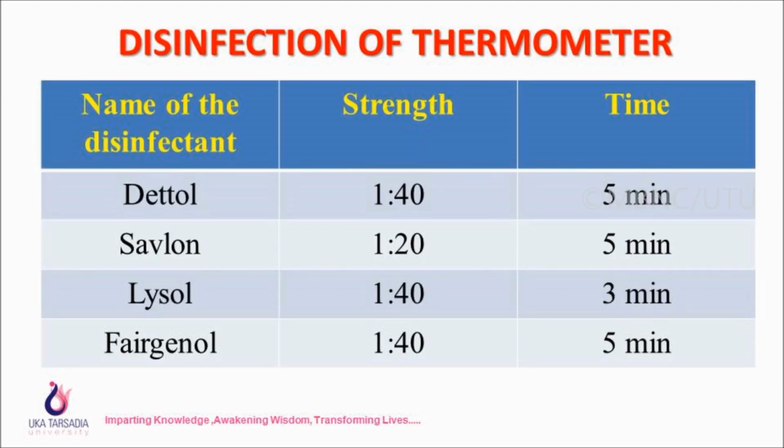Disinfection of thermometer. If we are using Dettol as a disinfectant, strength is 1:40. Keep 5 minutes for disinfection. If Savlon is used, strength is 1:20, keep 5 minutes for disinfection. Lysol strength is 1:40, keep 3 minutes for disinfection. Phenol strength is 1:40, keep 5 minutes for disinfection.